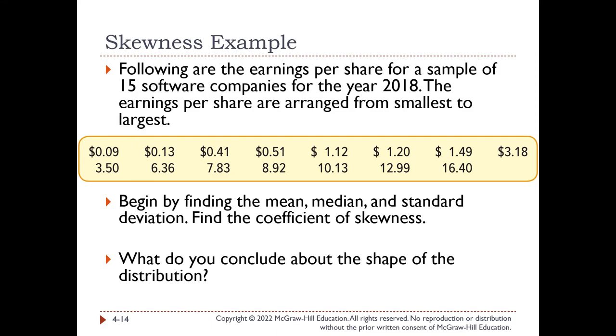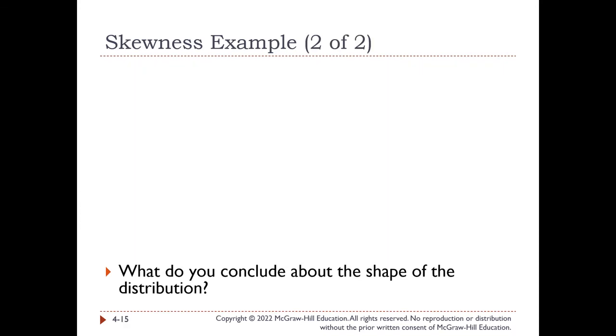So example time. Follow the example and see where it goes. We have the following earnings per share for a sample of 15 software companies for the year 2018. Their earnings per share are arranged from smallest to largest. Yay, it's already arranged for us. Begin by finding the mean, median, and standard deviation. Find the coefficient of skewness. What do you conclude about the shape of the distribution?